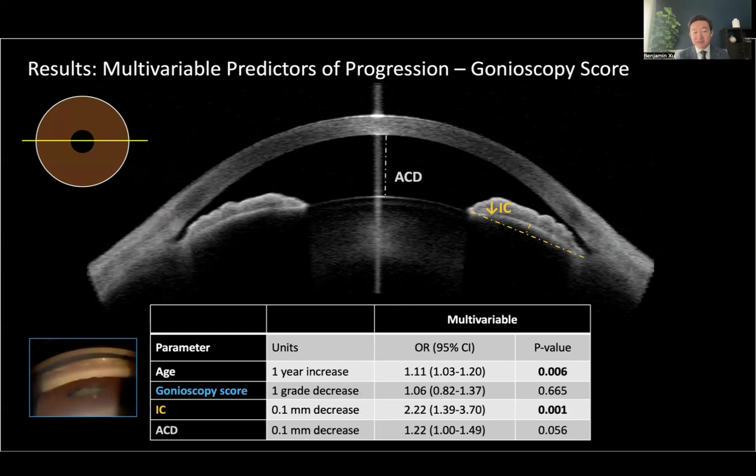We also developed another model in which we replaced AOD with gonioscopy score as our measure of angle width. Here we can see that gonioscopy score was not associated with progression, which informs us that ASOCT imaging provides us with unique information about angle closure progression that current conventional gonioscopy does not.